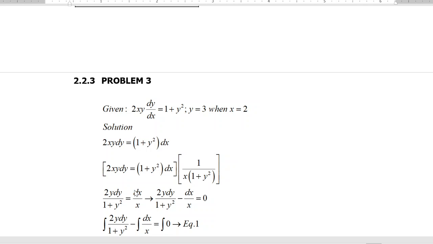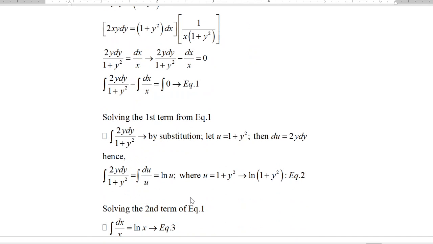Or, lilipat natin si dx sa left side of the equation para 0 na lang natira doon. So, 2y dy over 1 plus y squared minus dx over x. And then, since napaghiwalay na natin, so separated na yung variables, ito pure of y, ito pure of x, we will now integrate both sides of the equation. So, integral of 2y dy all over 1 plus y squared minus the integral of dx over x is equal to the integral of 0, which will be our equation 1.